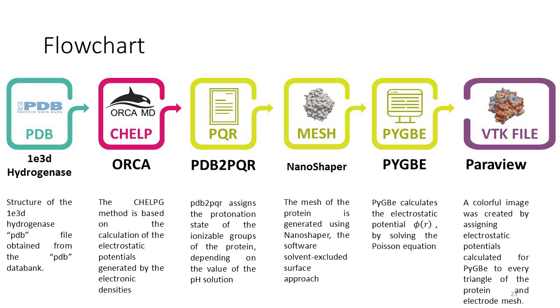And once you submit all the information to PyGB and indicate it to do the calculations, PyGB obtains the electrostatic potential. And finally, with the information of the electrostatic potential, in my case, I created some scripts in Python to create the graphical representations of the protein with the electrostatic potential calculated. Basically, I used the mesh created with NanoShaper, and that file also contains the information for the electrostatic potential calculated for each triangle that composes the mesh of the protein.